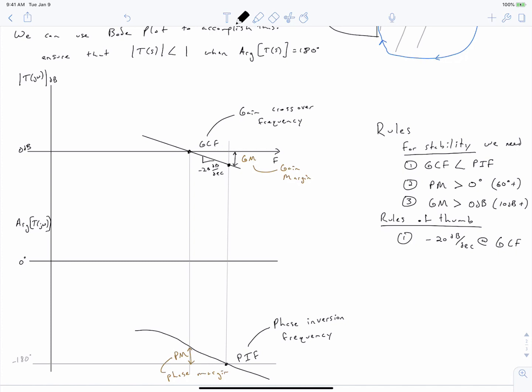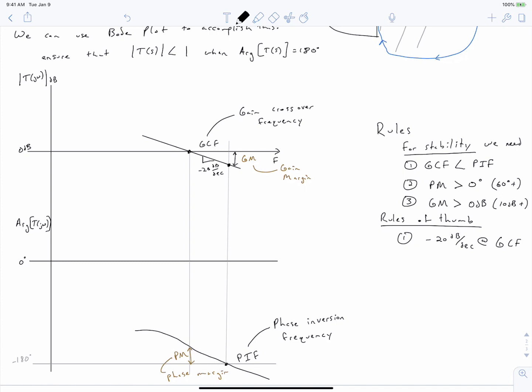A pole always causes you to decrease faster by 20 decibels per decade. So if you have one pole, you decrease at 20 decibels per decade. If you have two poles, you decrease at 40 decibels per decade. Three poles, 60 decibels, and so on and so forth. And a pole always causes your phase angle to decrease by 90 degrees within a decade of that pole's frequency.